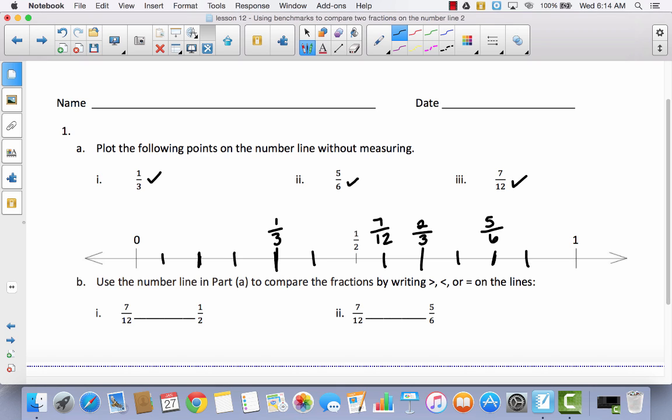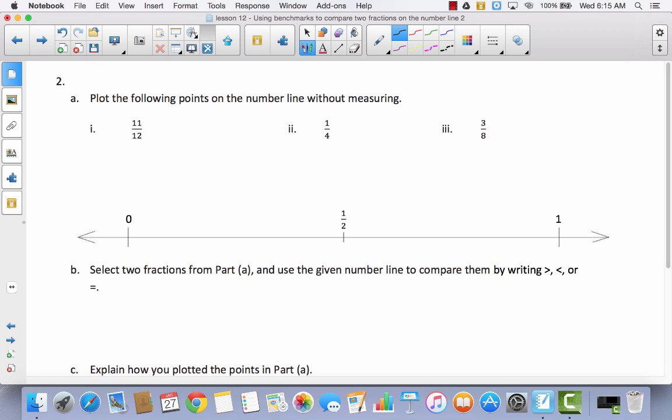Now we're going to use the number line to compare the fractions. I've got 7/12 and I'm comparing it to 1/2. Well, since 7/12 is closer to 1 than 1/2, that means that 7/12 is greater than 1/2. What about 7/12 compared to 5/6? Which one's closer to 1? Well, 5/6 is, so 7/12 is actually less than 5/6. All right, now we're going to do another one.